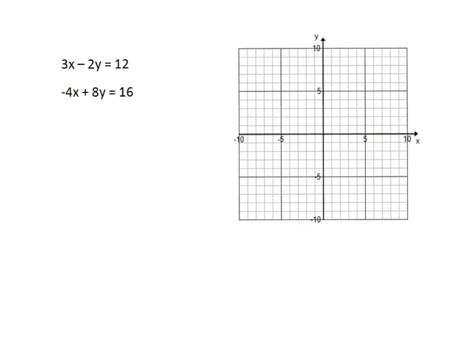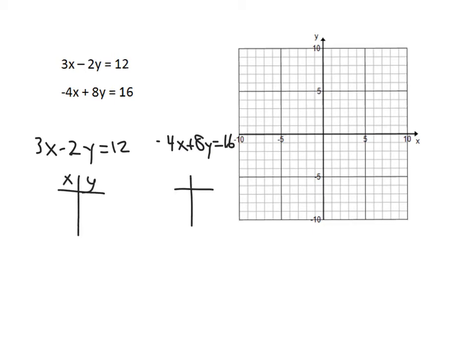In our last example, we have two equations in standard form. So our first one is 3x minus 2y equals 12. And our other one is negative 4x plus 8y equals 16. So we're going to make a teeny tiny table for each of these, and in our teeny tiny table we are going to find the x and y intercepts so we can graph them. In our first one, I'm going to put a 0 in for x to find our y-intercept and a 0 in for y to find our x-intercept.